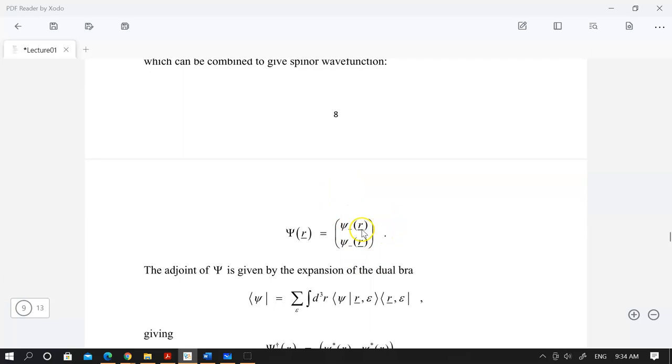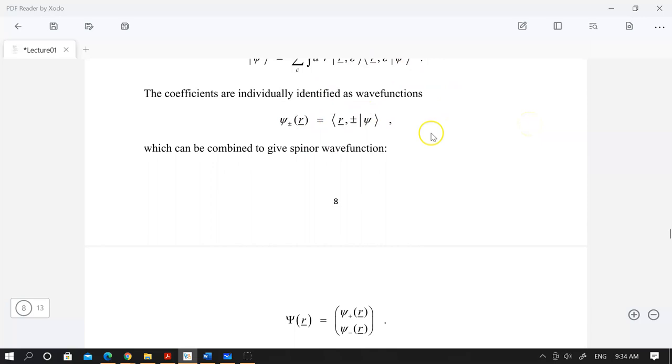Components corresponding to the spin up direction and the components with respect to the spin down direction. Okay? So this is with respect to this thing. Of course, with this, now you can also define the adjoint.